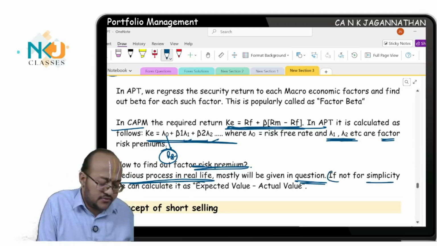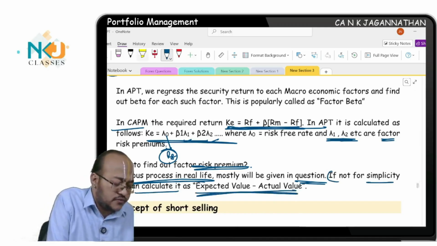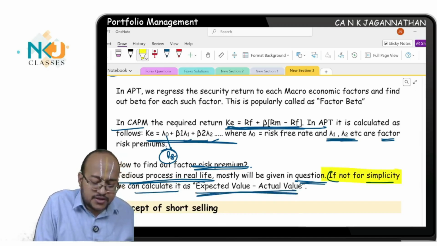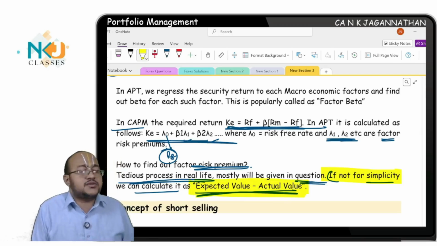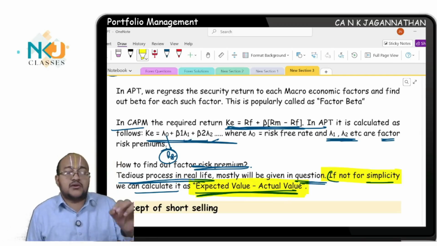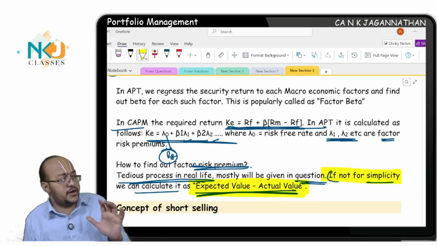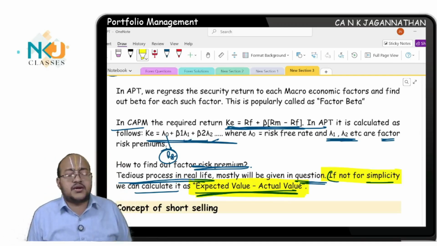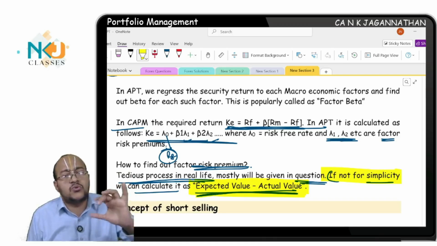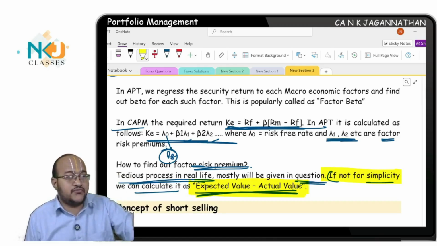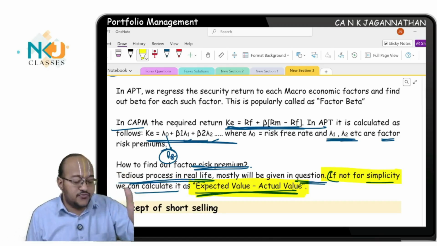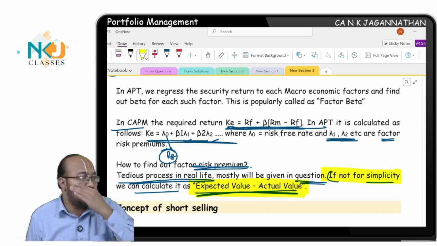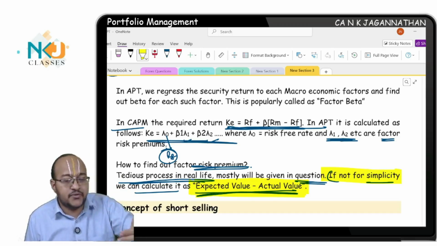If not, for simplicity, we can calculate it as expected value minus actual value. This is important. For simplicity purposes, we can calculate the expected value minus actual value. The institute has used this in one of their questions, hence I have put it here. For example, assume the expected inflation is 8% and the actual inflation is 7.5%. This difference is the factor risk premium.